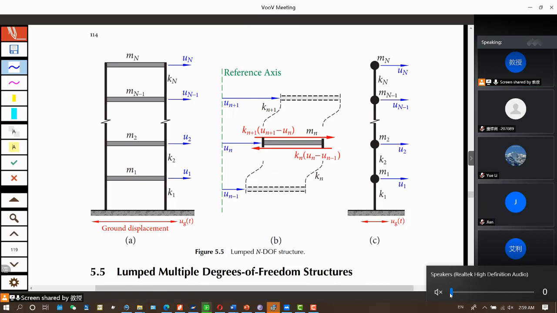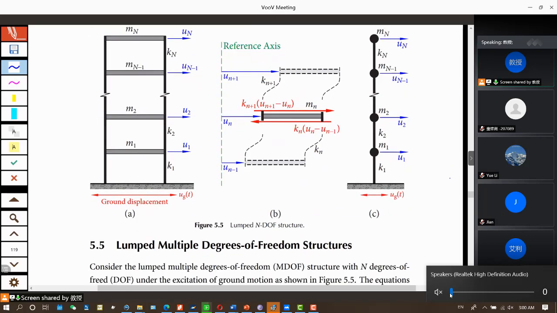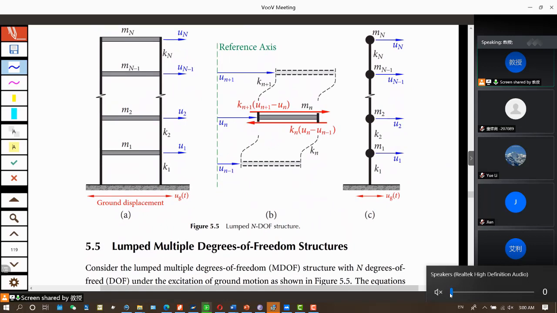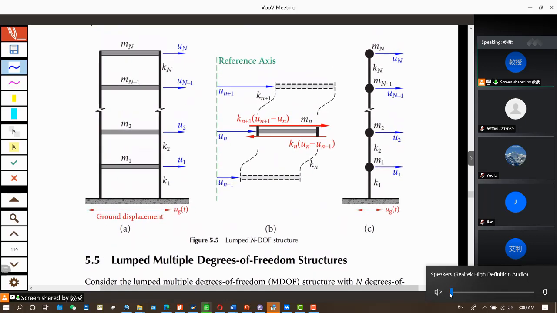Okay, now let's continue. We study lumped multiple degrees of freedom structure. This is a slightly simpler case, and it's useful for building structures. We can model the n-story building by a stick model with stiffnesses K1, K2, Kn, and lumped masses M1, M2, Mn. And we use n variables U1, U2, Un to describe the motion.